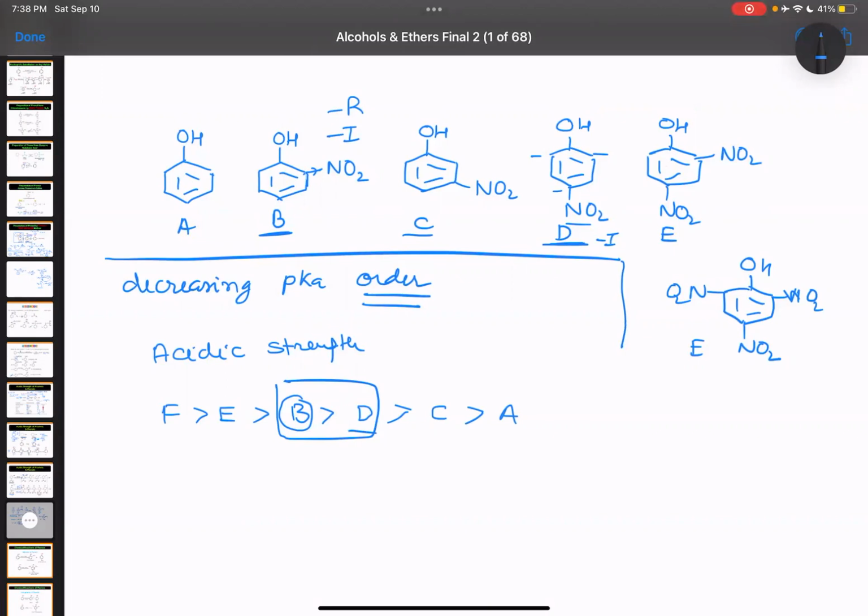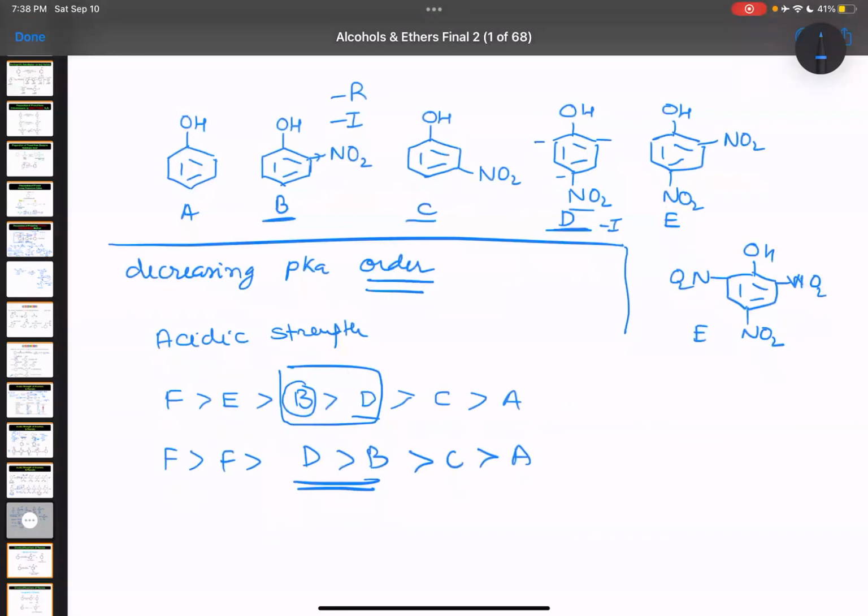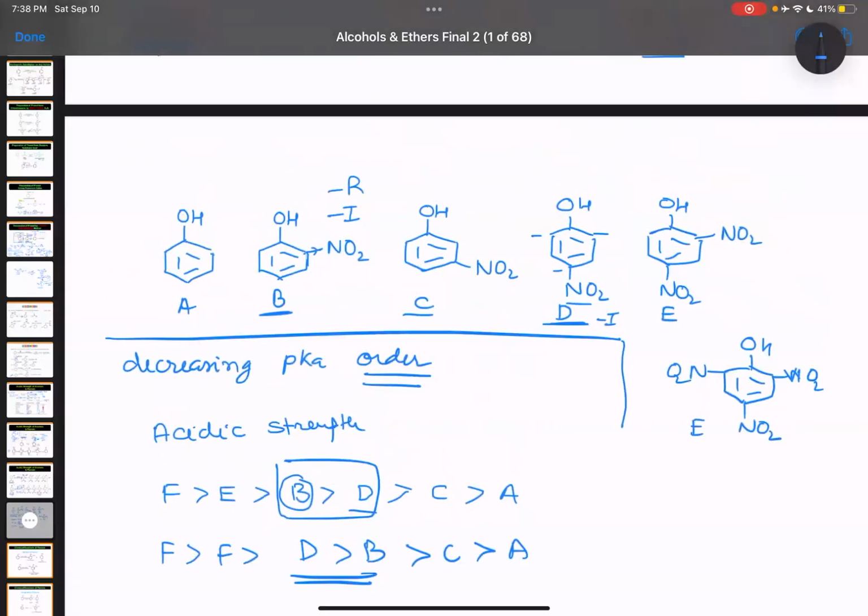Clear? But the answer is not this one. The answer is F is correct, E is correct, D is more acidic than B. This is very, very important. You need to remember. All that explanation I gave was correct. But then why is B less acidic than D? B and D are more acidic than C because in B and D, the nitro group is going to participate in the resonance.